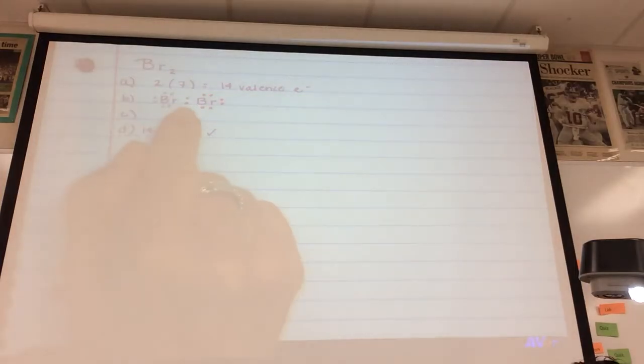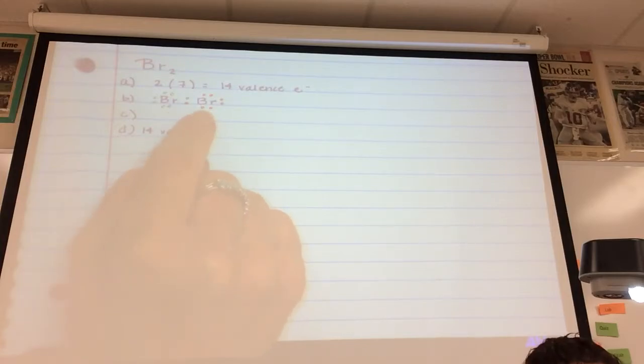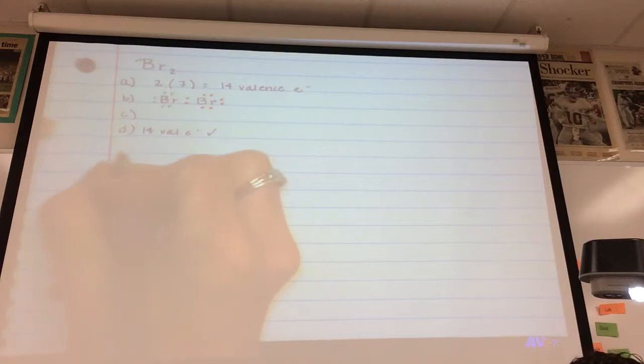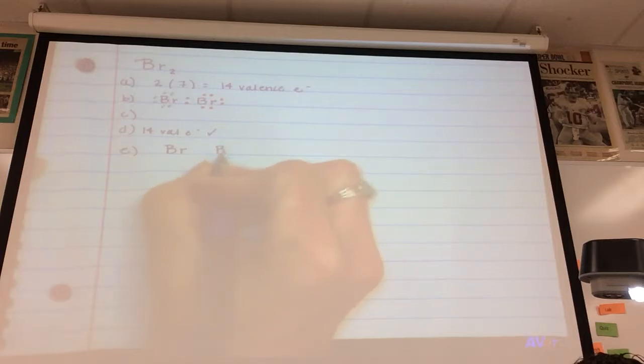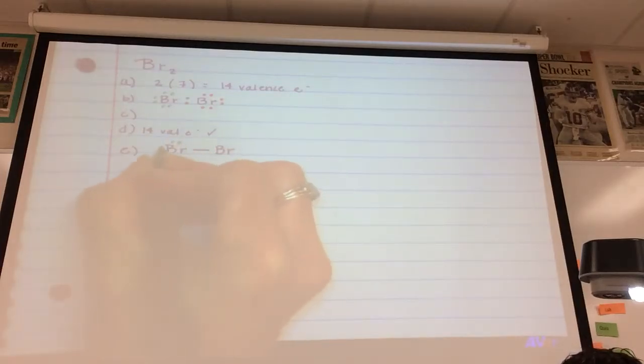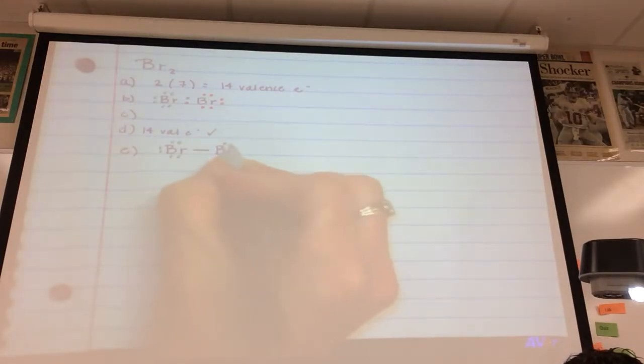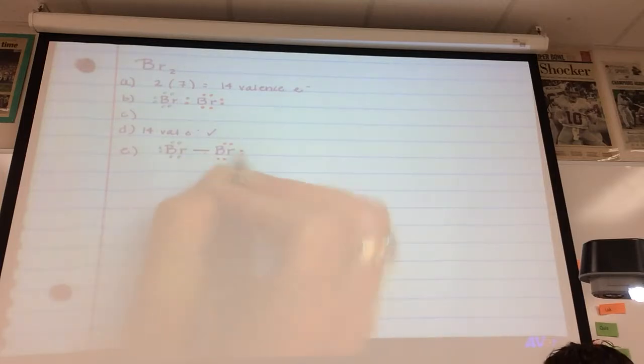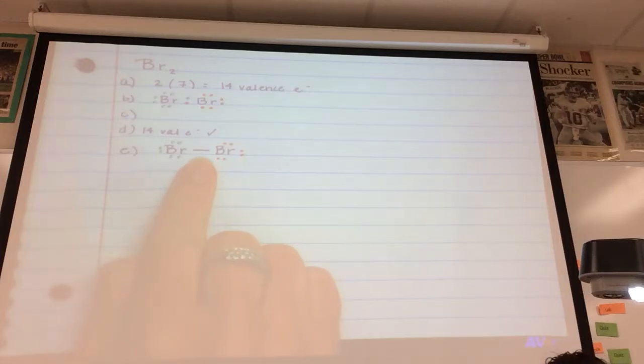Where I have 2 different colored dots, I have shared pairs. Where I have the same color, I have lone pairs. I'm going to change shared pairs into sticks. I have 1 shared pair. Here's my single bond. And I must keep those valence electrons, those lone pairs of electrons, so that I have 14 valence at the end. The stick will be 2. So I have 6, 12, and 2 is 14. This is my structural formula for bromine.